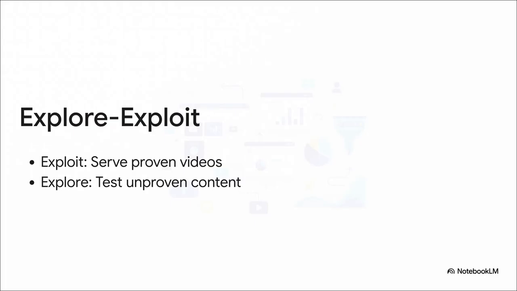The whole system is constantly wrestling with this thing called the explore-exploit problem. It exploits by serving up those proven hits to guarantee satisfaction, right? But it also has to explore by testing unproven videos with small audiences to find tomorrow's viral hits. It's always balancing safe bets with new tests, prioritizing long-term user return over short, exhausting binge sessions.